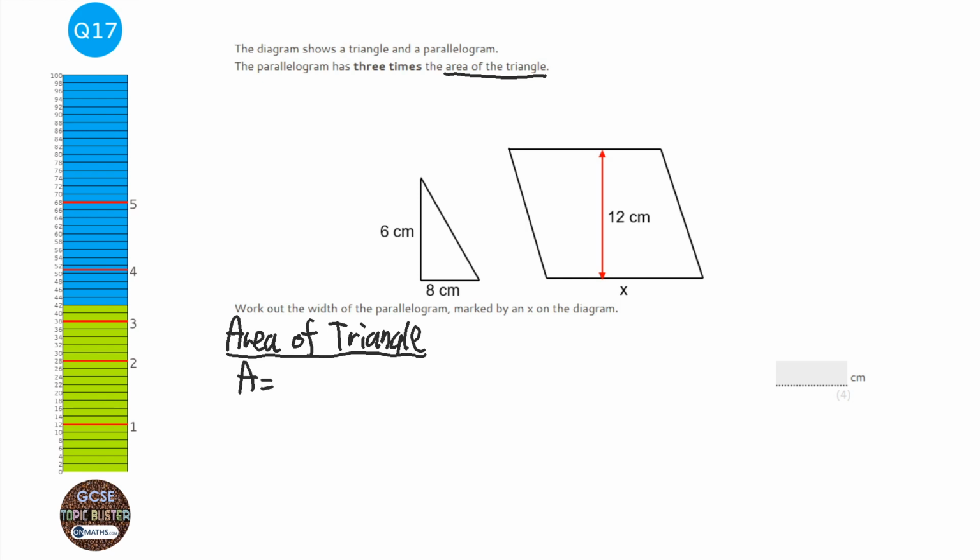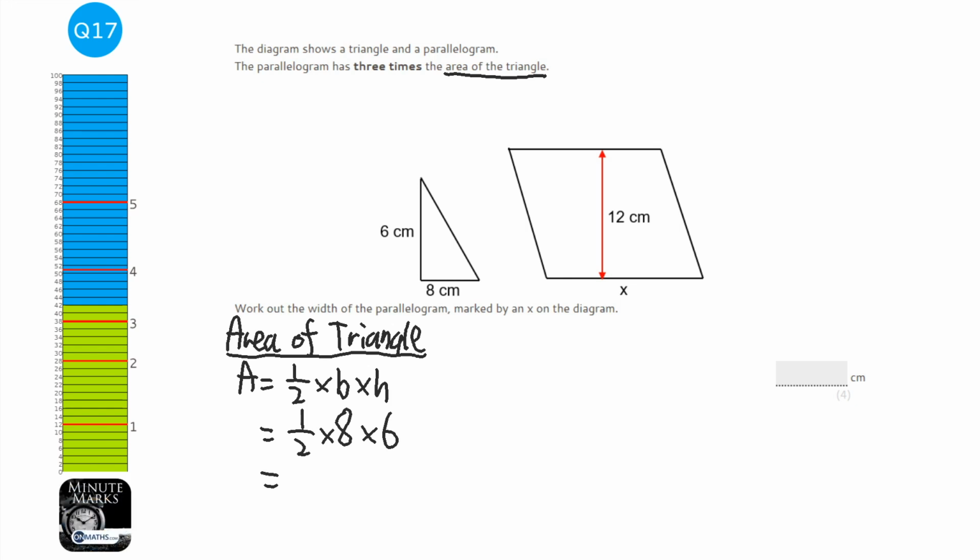So the area is half times the base times the height. So it's half times 8 times 6. Let's tidy up that 8 a little bit. Okay, so half of 8 is 4, times 6 is 24, or we could do 8 times 6, which is 48, and then half of that. Either way you get 24. So we know that the area of this is 24 centimeters squared.